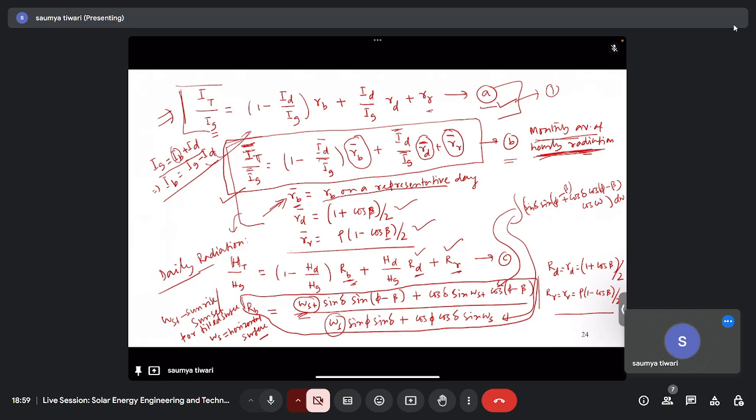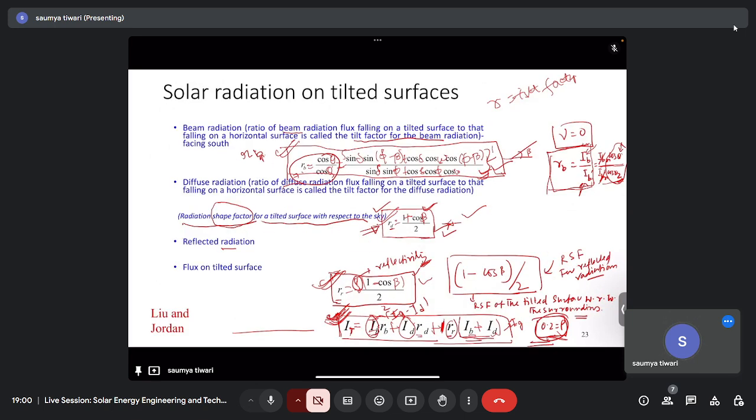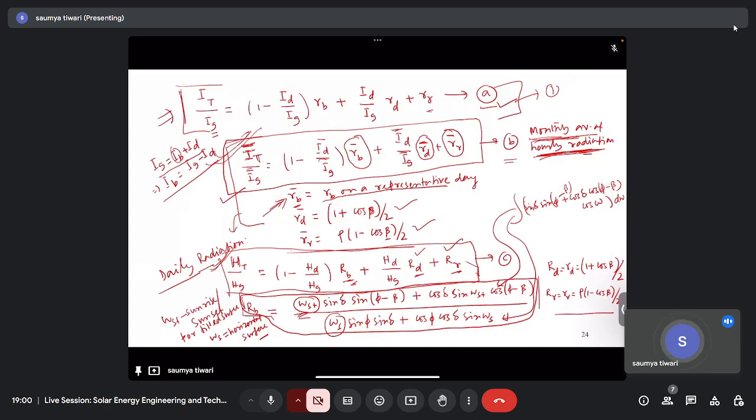Okay, this equation is important, where RB bar is for the representative day of the month, so that's why we are talking about the monthly average. Similarly, if we integrate it for a particular day, then we can get the daily radiation, right? So this RB bar will be integrated over time. If we integrate it, the RB bar value will be similar to the equation that we have got.